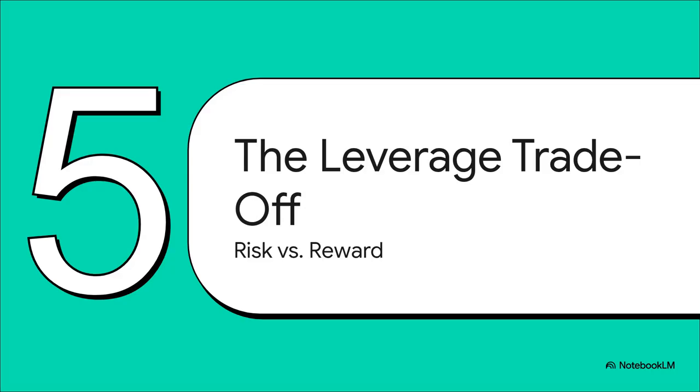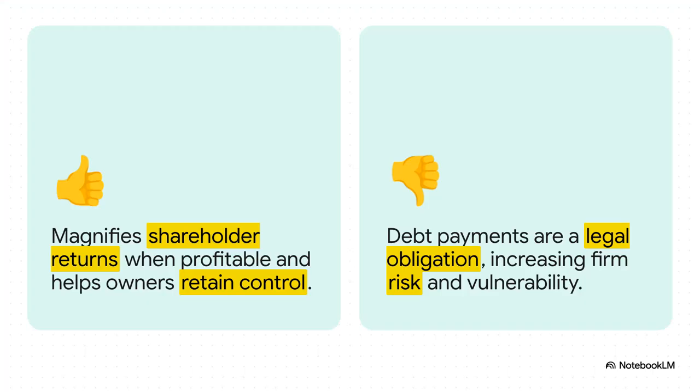Okay, now we get to the real heart of it. Why all of this matters so much. You see, financial leverage is a classic double-edged sword. It's a constant trade-off between risk and reward. On one hand, when things are going great and the company is profitable, leverage can seriously magnify the returns to shareholders. That's the reward. But on the other hand, those debt payments are a legal obligation. They have to be paid, which becomes a huge risk if business suddenly slows down.